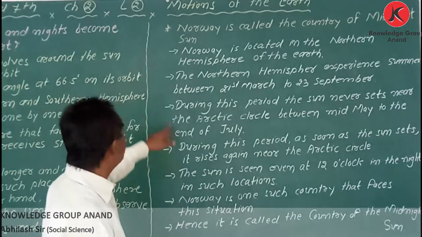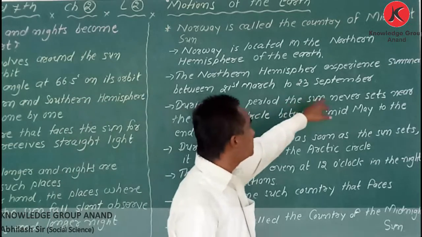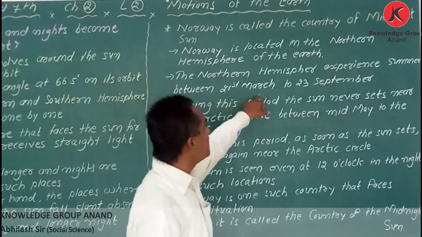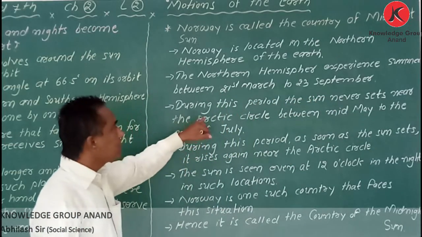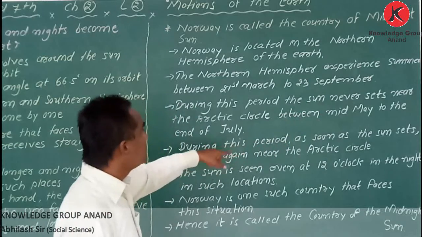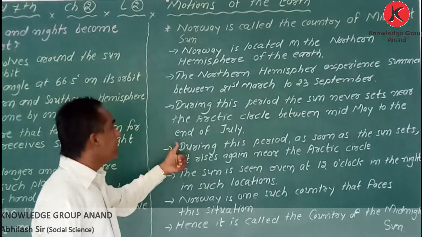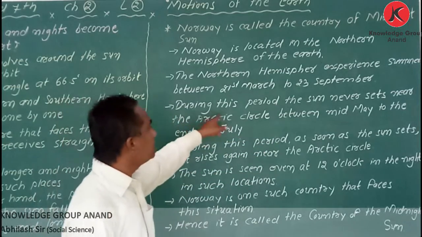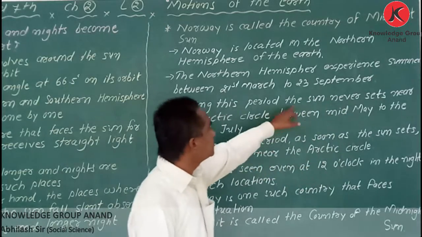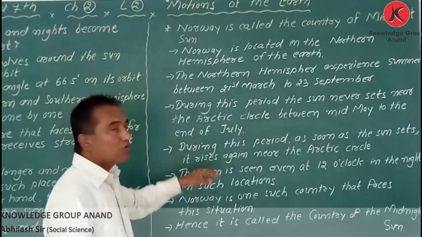The northern hemisphere experiences summer between 21st March and 23rd September, and during this time the sun never sets near the Arctic Circle between mid-May and the end of July.